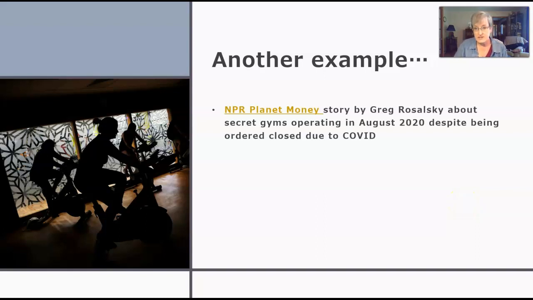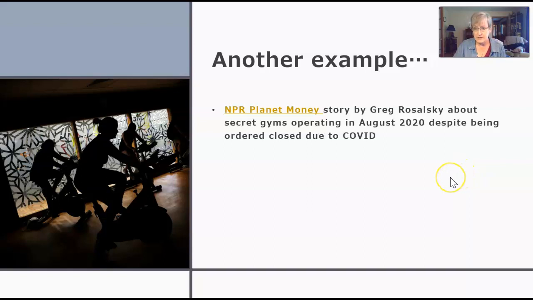As I said earlier, I'm an NPR junkie. NPR has a show called Planet Money that involves both podcasts and other kinds of posts. There was a story on Planet Money by Greg Rosowski, in August, where he was talking about these secret gyms that were operating at a time before states had more commonly allowed gyms to open under special circumstances and with special rules.